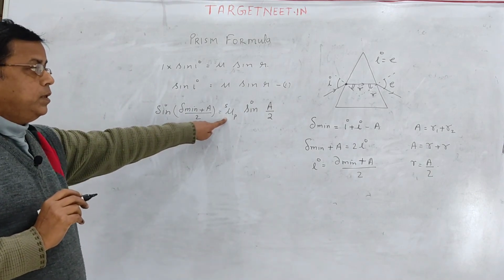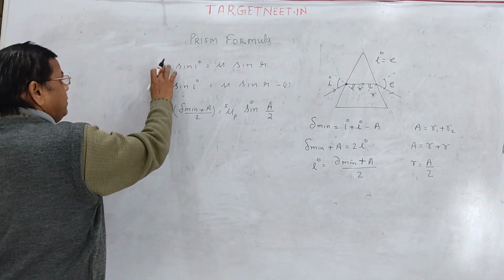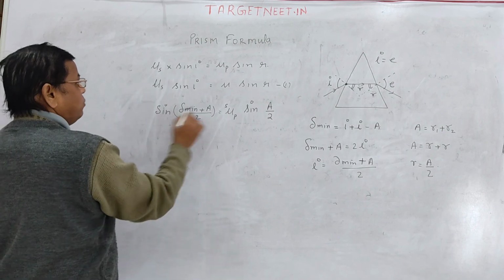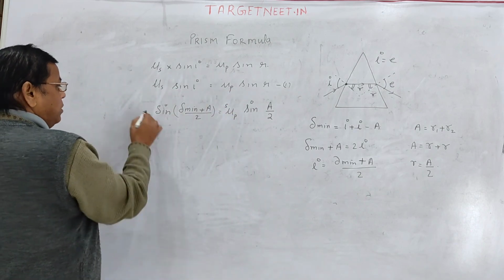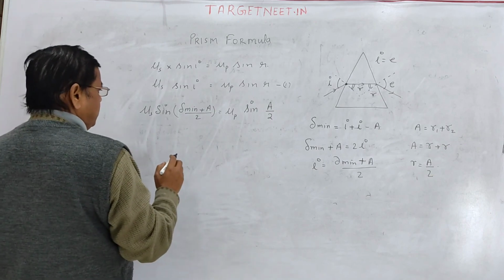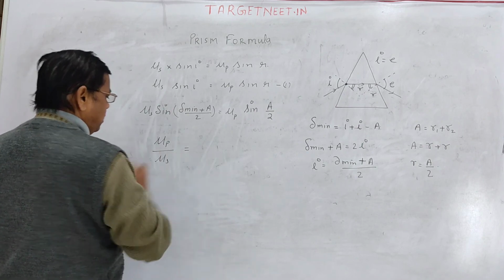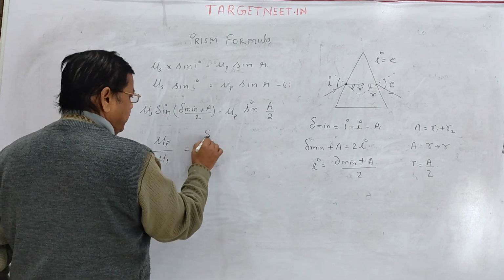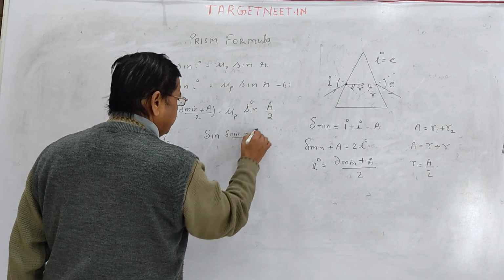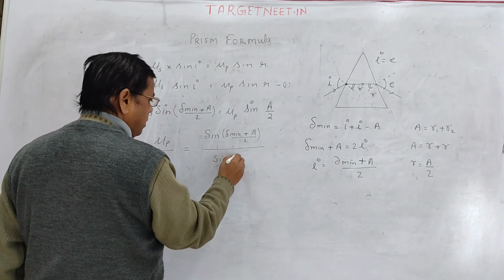How does this come, you know? If you are confused how this comes, you may write here the refractive index of the surrounding and the refractive index of the prism. From here, if I want to write mu of prism upon mu of surrounding, that will be equal to sine of minimum deviation plus A by 2, whole divided by sine A by 2.